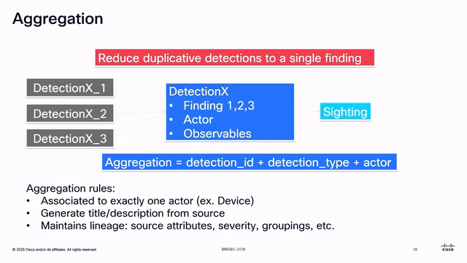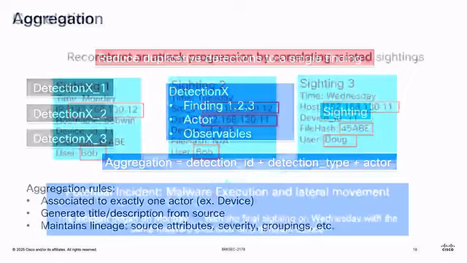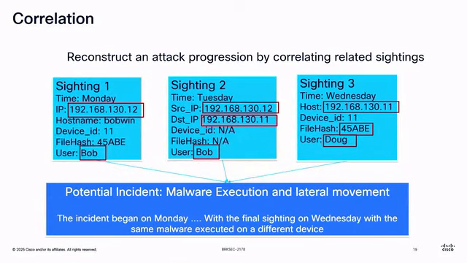This is really, really common in EDRs where the same piece of malware is executed or loaded over and over again, and you see the same basically finding or detection over and over again. And so then we aggregate it down into one data object, which then becomes the thing, the aggregated object is the thing upon which we then start to correlate. Correlation is grouping related sightings together by common observables in the sightings.